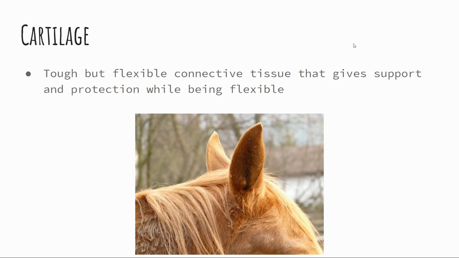All right, so you also have cartilage, and cartilage is tough but flexible connective tissue that gives support and protection while being flexible. We talked about what connective tissue is. A lot of times, some cartilage is mistaken as bones. Sometimes, over the lifespan of an organism, cartilage will turn into bone. We'll talk about what that is here in a minute. And some areas, like around the ear, for instance, in this picture, the horse's ear, it's going to stay cartilage for the entire lifespan of that animal.